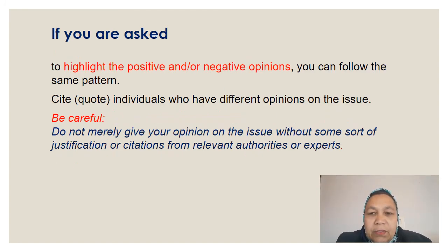Sometimes the question in the examination can be quite ambiguous because it asks you to highlight maybe the positive and negative aspects of a particular topic. If that is indeed the case, make sure that you write from the third person perspective and that the individuals and experts that you cite in your article will then reflect the positive and negative opinions that the examiner requires. Be careful. Do not merely give your opinion on the issue without some sort of justification or citations from relevant authorities or experts.